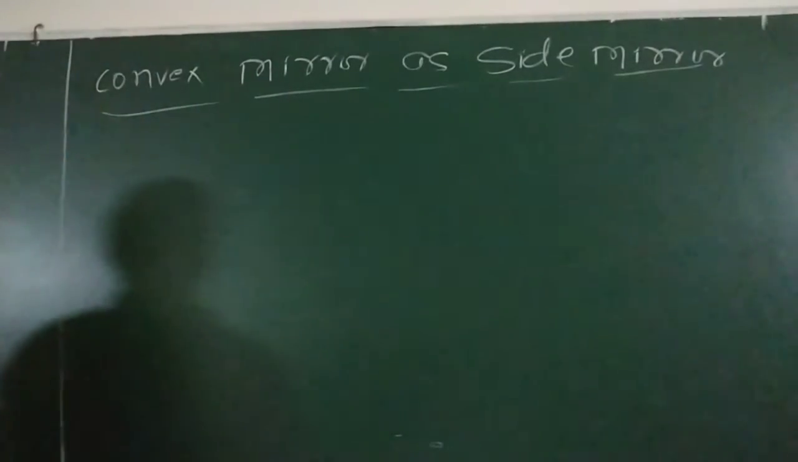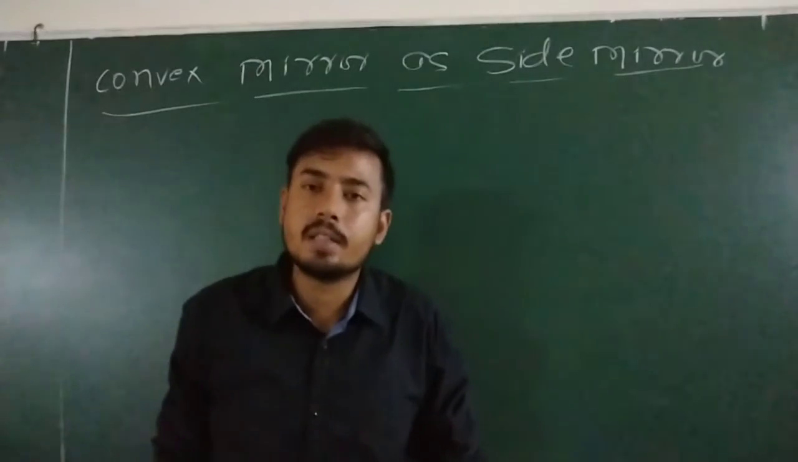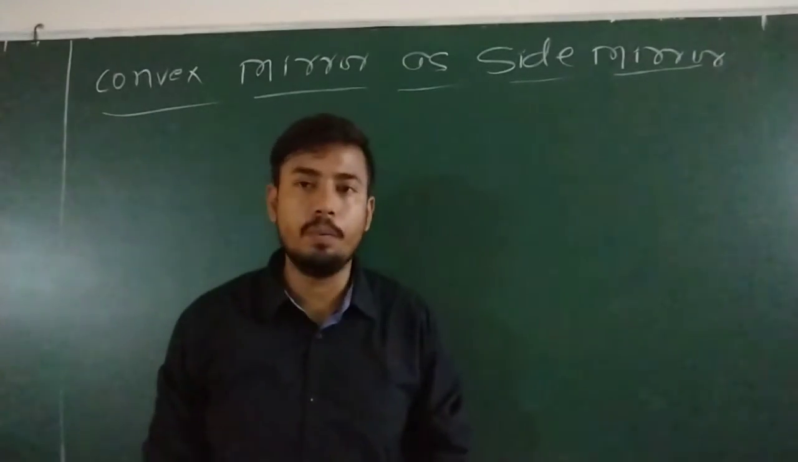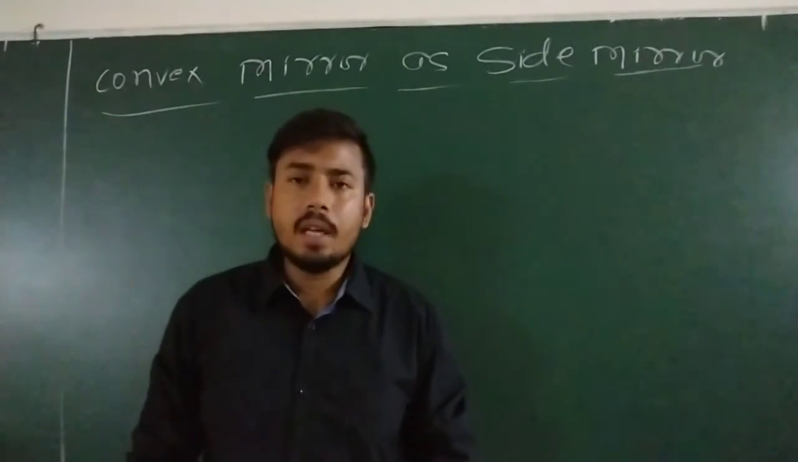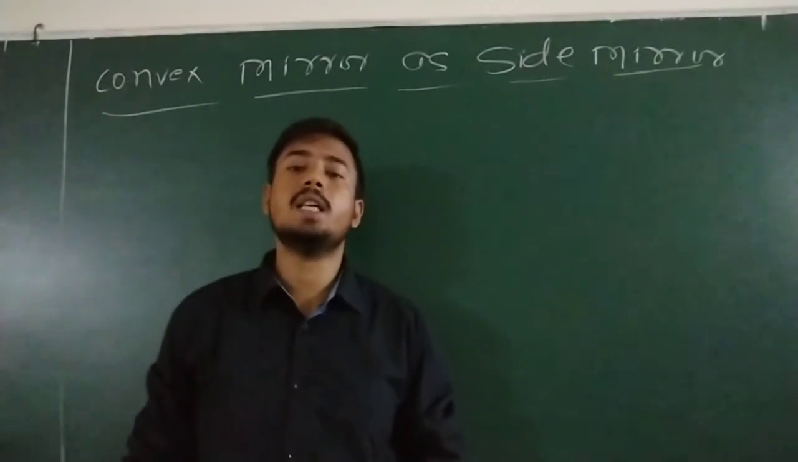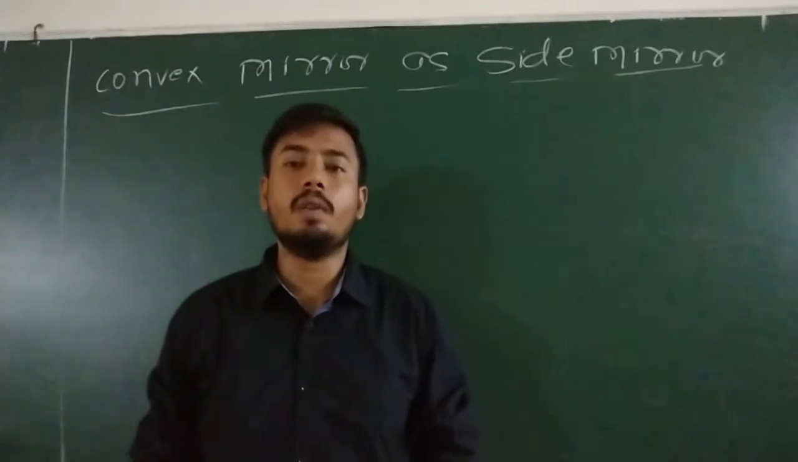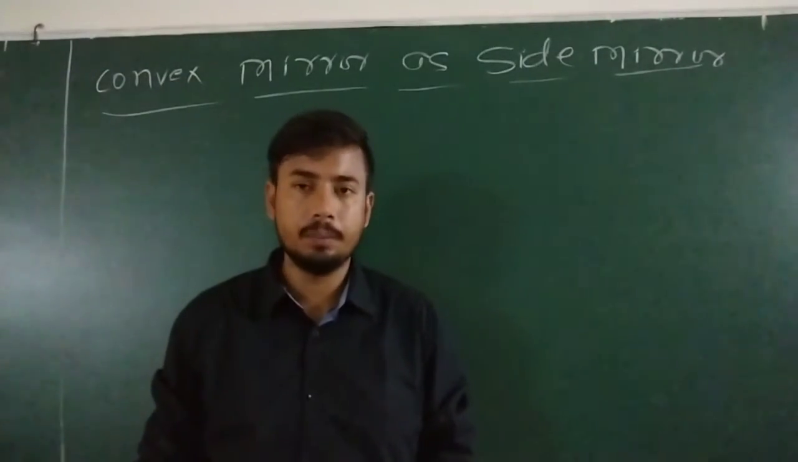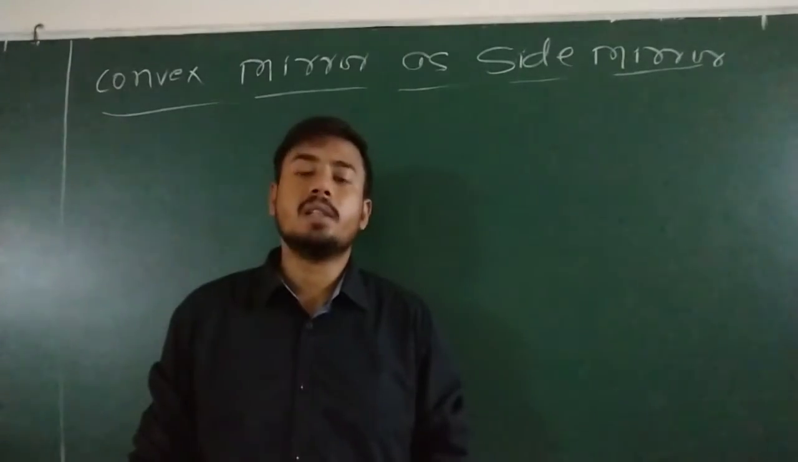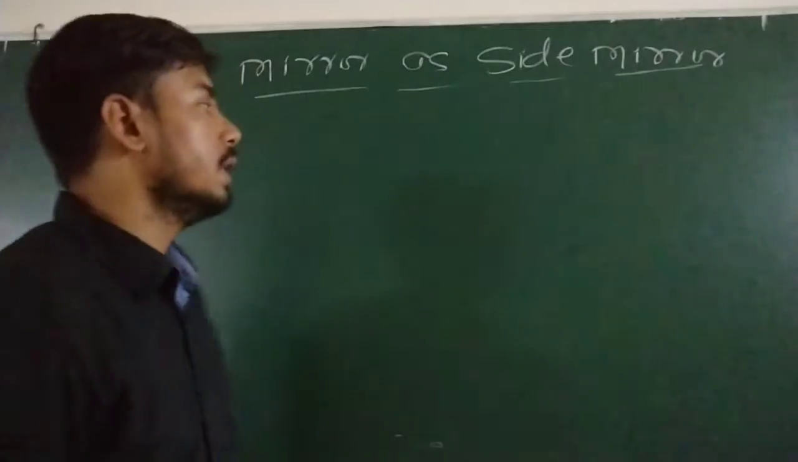See here, a new point about convex mirror. Why is a convex mirror used as a side mirror or side view mirror? Its answer is very simple. You will read, you will reply. It has a very wide field of view. Because of that, it will cover a lot of things around the vehicle, and it forms an erect, virtual and smaller image. Yeah, definitely.